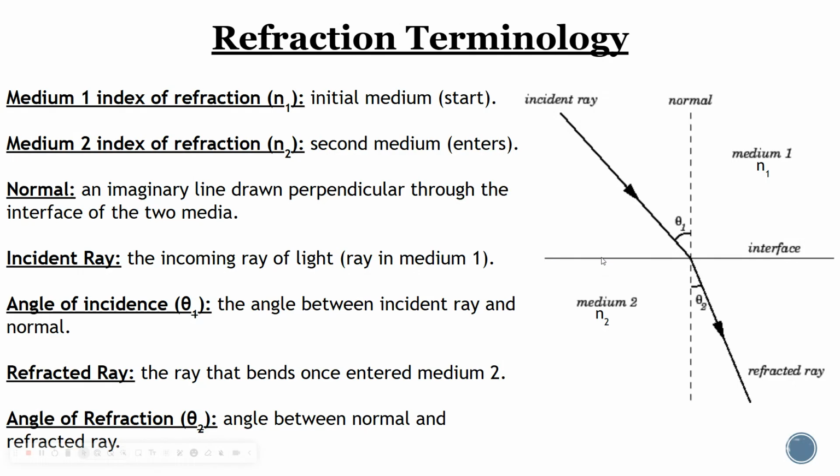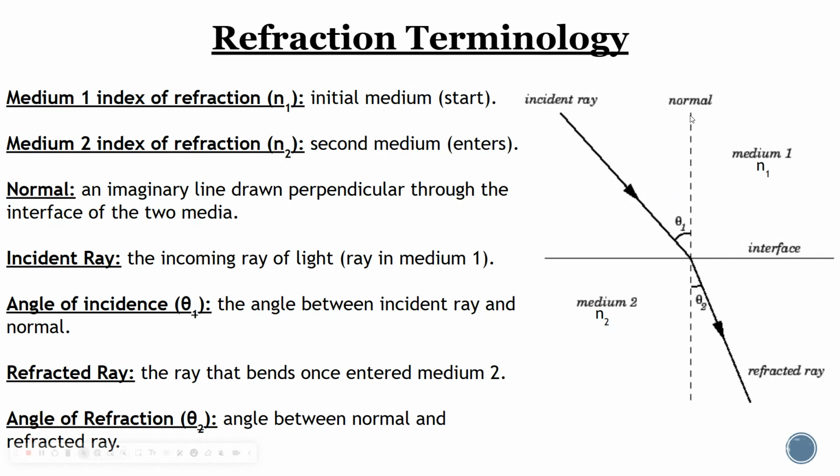The boundary between this substance and this substance is called the interface. So this might be the top of the water, for example, or the top of the glass. The first ray you start with in the first medium is called your incident ray, because it's going to go into the second medium. And the ray that goes into the next medium and bends is called the refracted ray instead of the reflected ray, because it's going through and refracting, not necessarily reflecting.